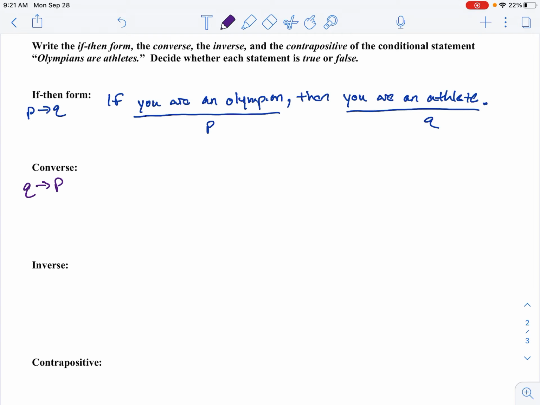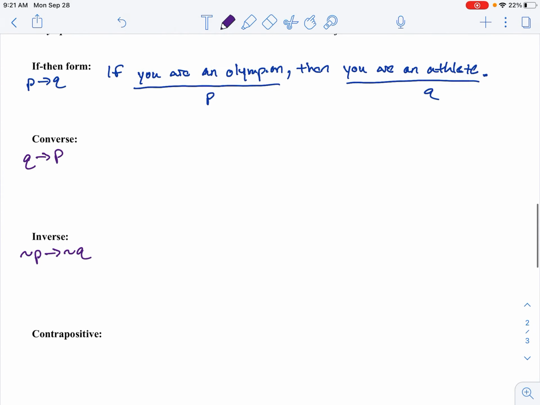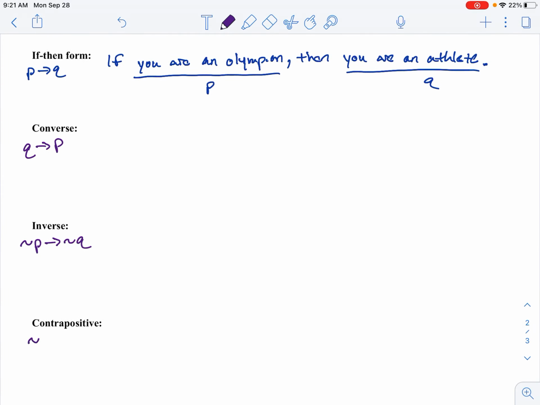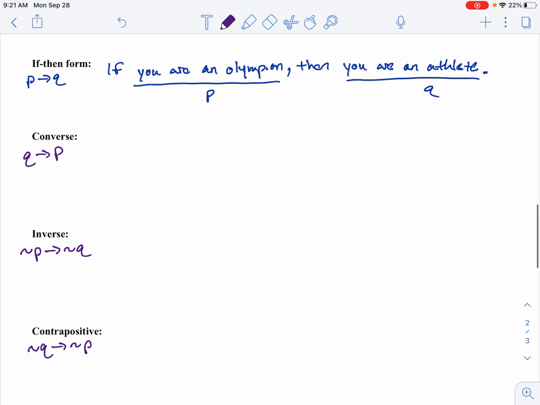And after we're done with that, then we're at the inverse, which is negating the hypothesis and conclusion. And then we're going to do the contrapositive, which does both. It negates and switches. So if not Q, then not P. So we're going to go through, then we're going to determine the truth value. And remember, based on our last section, if we say this is false, we're going to show it's false by giving a counterexample.